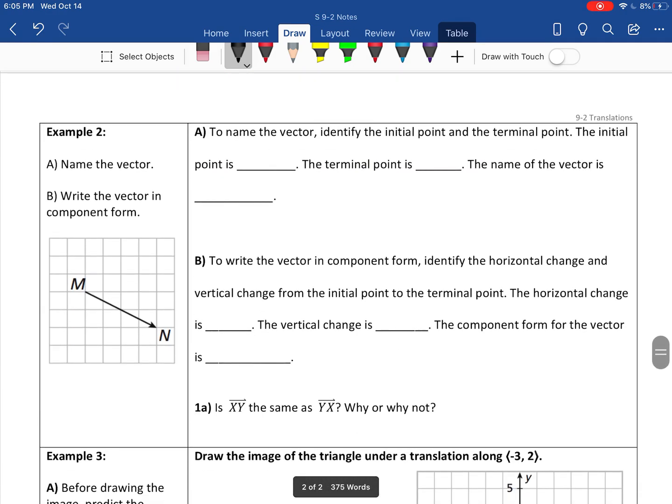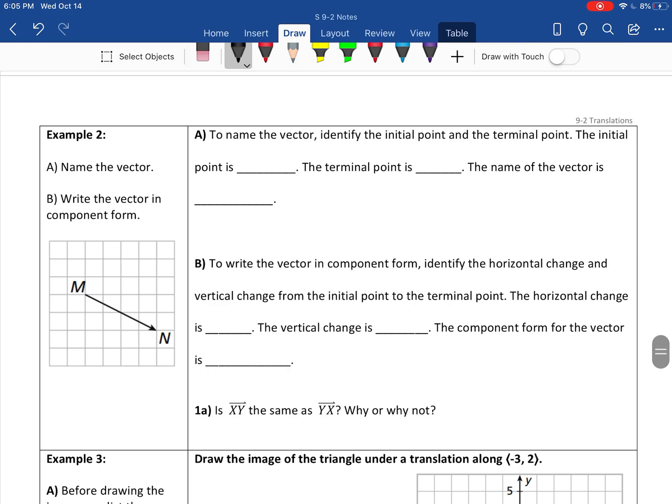We're going to look at our vector to the left here, and the first thing we want to do is name the vector, identify the initial point and the terminal point. My initial point is the point that does not have the arrow, so my initial point is this point M. The terminal point is the point that does have the arrow, so that would be here at N. When I name the vector, you start with your initial point, then you go to where your arrow is and draw that half arrow above it. So that vector is called MN.